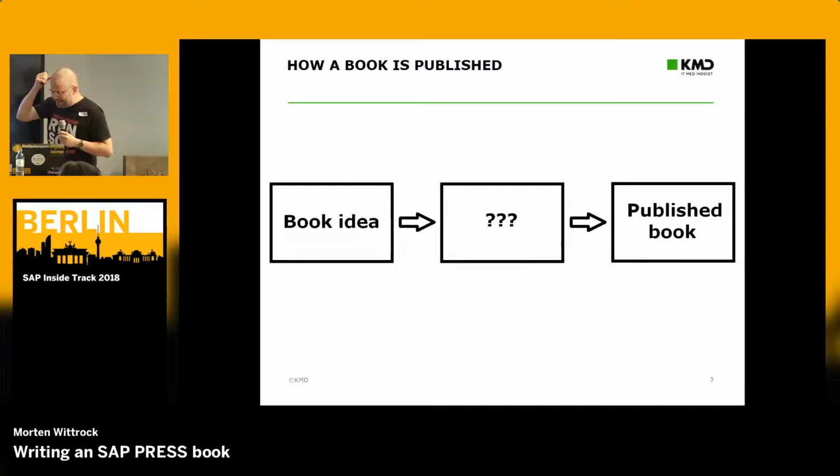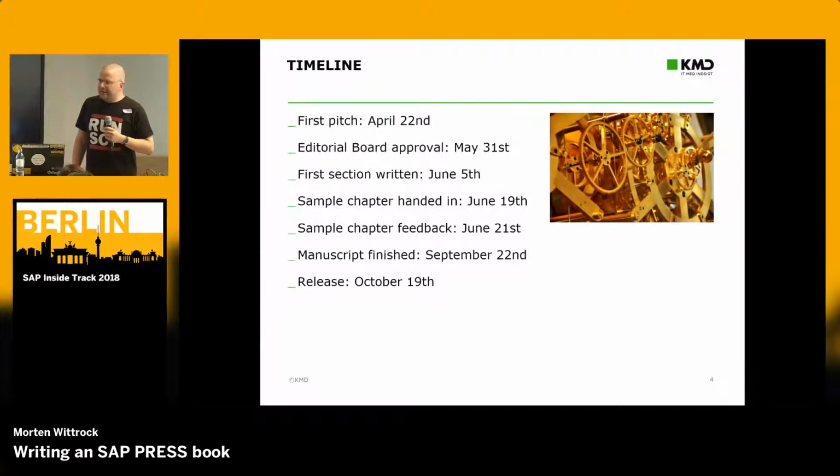At the beginning of the project, this was about the sum total of my knowledge of the book publishing process. You have an idea, something, you have a finished published book. I know slightly more by now, and that's what I'm going to share with you today. First off, I'd like to give you an idea of the process and the timeline involved. It took about half a year from step one until the book was published.